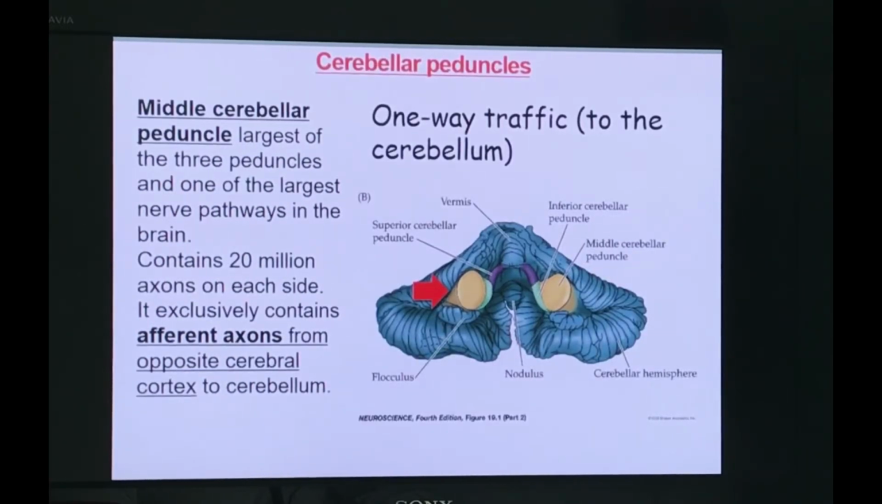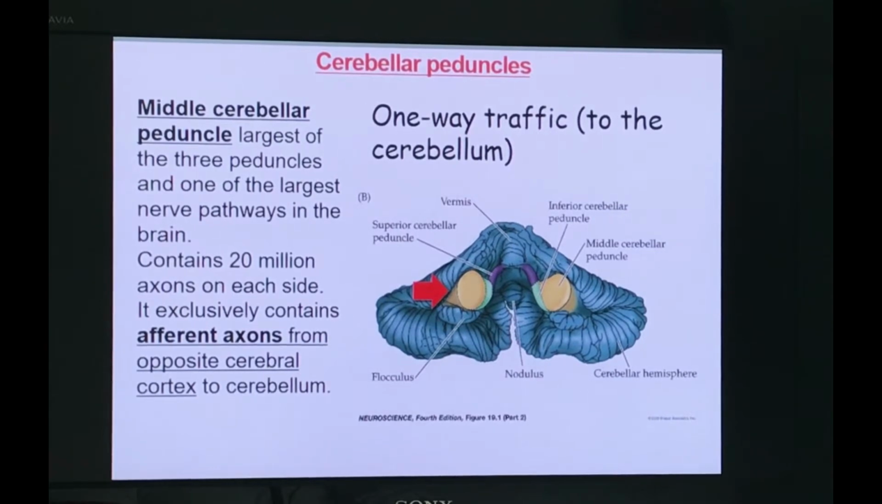The middle cerebellar peduncle is the largest of all three peduncles, and it has the largest nerve pathways in the brain. It is a one-way traffic. That means it has only afferent axons. You don't see any axon fibers moving out from the cerebellum; you only see fibers entering the cerebellum. That's why it is a one-way traffic. All the fibers enter the cerebellum, so you will be seeing a lot of afferent axons.